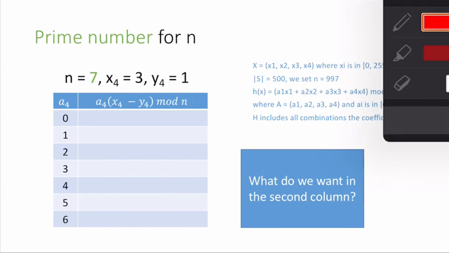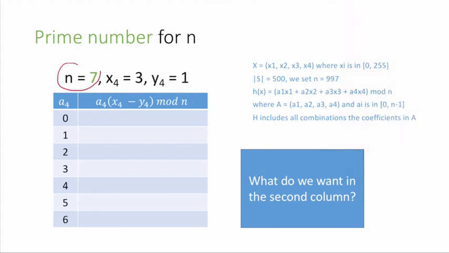And I said that if you have n as a prime number, you're equally likely to get 0, 1, 2, 3, 4, 5, or 6. So anything from 0 up to n minus 1, you're equally likely to get any of those values when you take this equation. So why is that important?